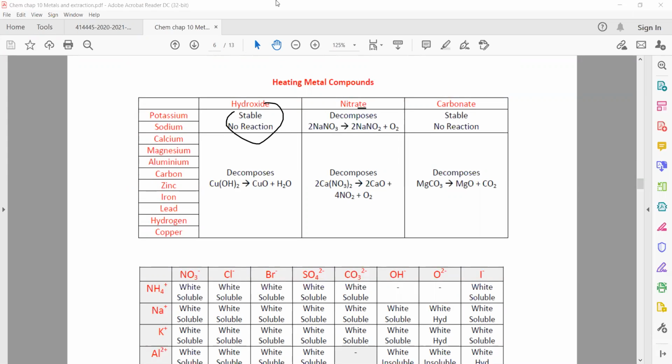Steel is the only alloy which is a mixture of iron and carbon. So steel is also known as an alloy, but this is the only exception. Steel is the only alloy which is a mixture of a metal and a non-metal. All other alloys are a mixture of metals.